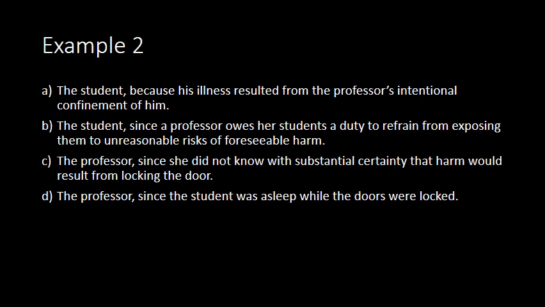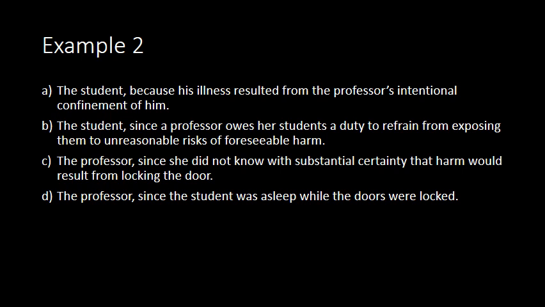B tells us the student, since a professor owes her student a duty to refrain from exposing them to unreasonable risks of foreseeable harm. Well, that doesn't sound like the conclusion I came to. C gets closer because it says the professor, since she did not know with substantial certainty that harm would result from locking the door. Again, not the reasoning I came to in my application. And then D tells us the professor, since the student was asleep while the doors were locked. Well, yeah, that sounds right.